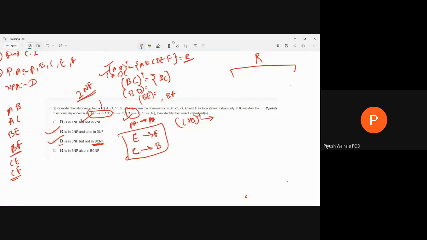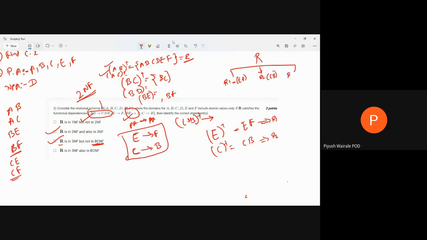Then simply take the closure of the left hand side attribute, that is E. Take the closure of E, what will I get? EF only, right? Take the closure of CB, what will I get? CB only, right? Make this relation R1 and this one R2. So this one is my R1, that is EF. This one is my R2, that is CB, right?